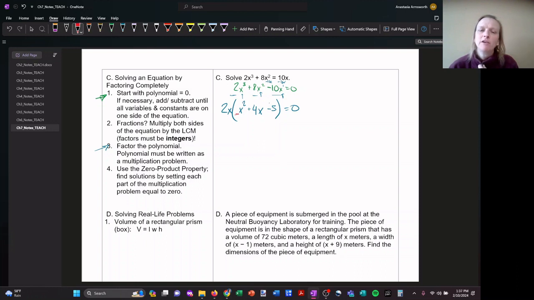I look at this pattern and I do not see any special patterns here. Although my first term is a perfect square, my last term is not a perfect square. So there is no special difference of squares pattern or perfect square trinomial. So now I just go back to factoring the old-fashioned way. I think about the factors of negative 5, and then what they sum up to. So I'll make a complete list here so that I don't miss anything, because maybe this is unfactorable. I don't know.